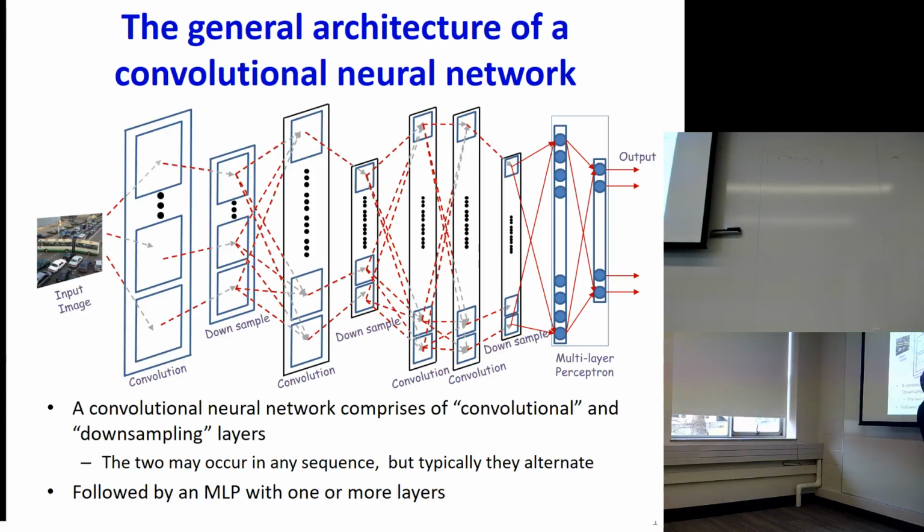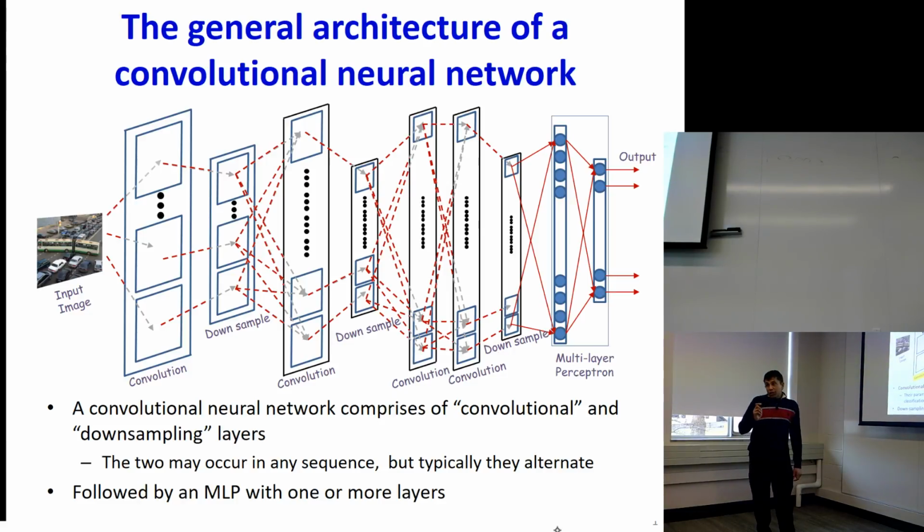This can continue to happen. And you may even have multiple convolution layers without a downsampling layer between them. At the end of it all, these outputs are flattened into one single big layer, which is just fed to a multi-layer perceptron. So this was the basic general architecture of a convolutional neural network.